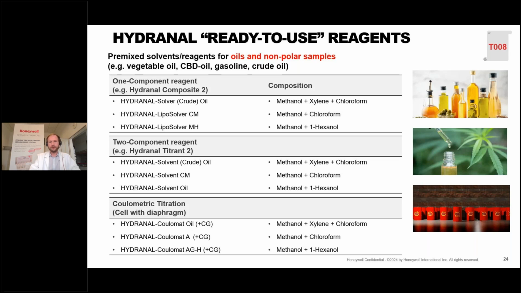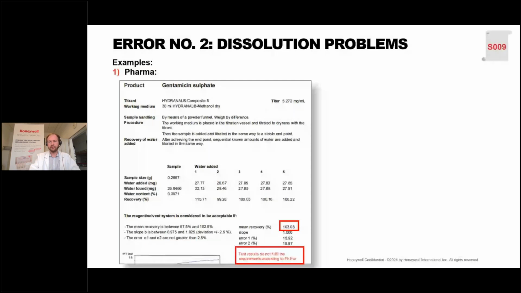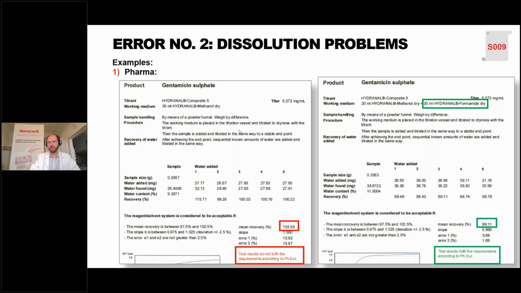And for dissolution error problems, I have again collected some examples across all industries, and here is an example for the pharmaceutical industry where the suitability test of gentamicin sulfate has failed with the standard titration methanol dry. However, as shown here on the right-hand side, the addition of formamide helps to dissolve the sample, and then the pharmacopoeia suitability test can be passed accordingly.